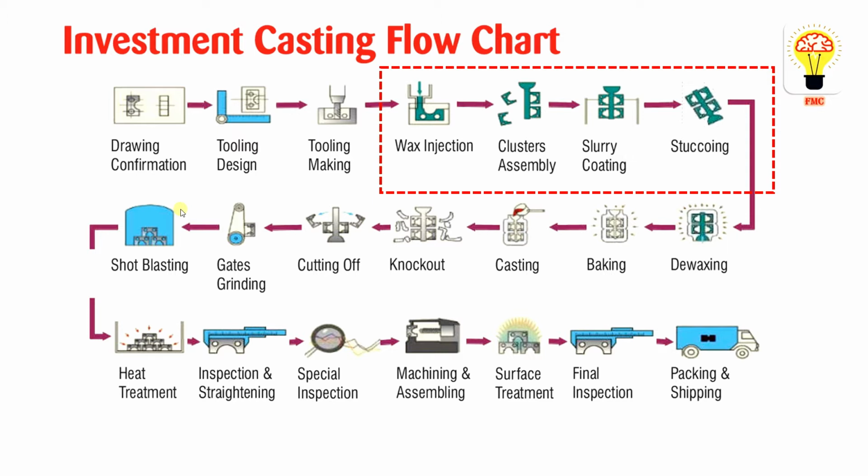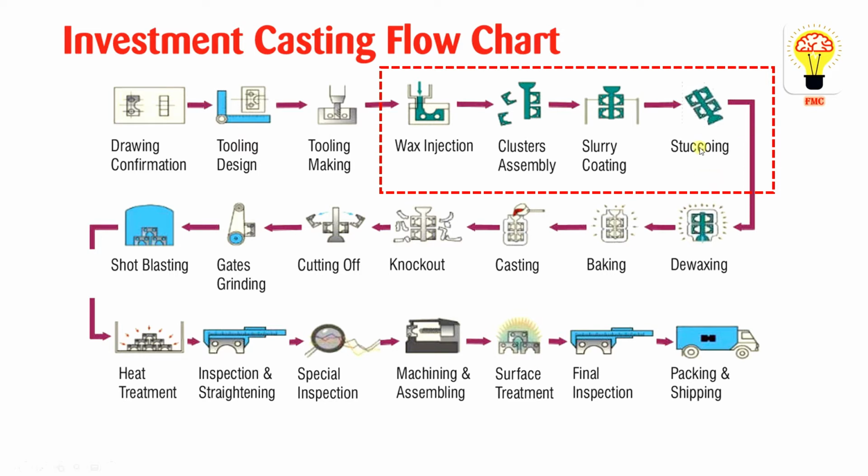First we are going to use the wax, and it should be injected into the predefined pattern, right? Then we are going to put the small parts in an assembly, so that it will look like this. Then we are going to give some slurry coating. Slurry coating is nothing but making ceramic powders into a mixture to make one small coat over it.